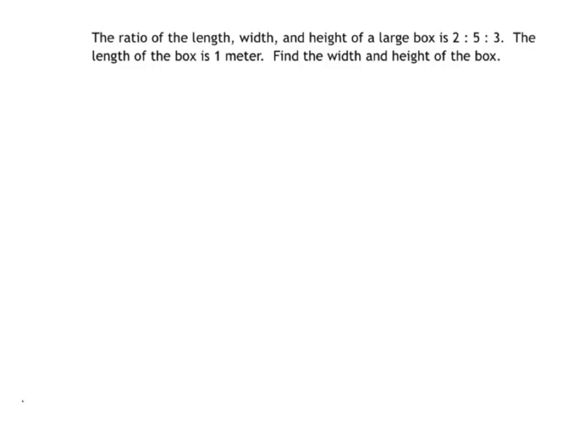Welcome. In this problem, we're going to take a look at how we can coordinate a ratio that has three quantities. Let's get started. The ratio of the length, width, and height of a large box is 2 to 5 to 3. The length of the box is 1 meter. Find the width and height of the box.